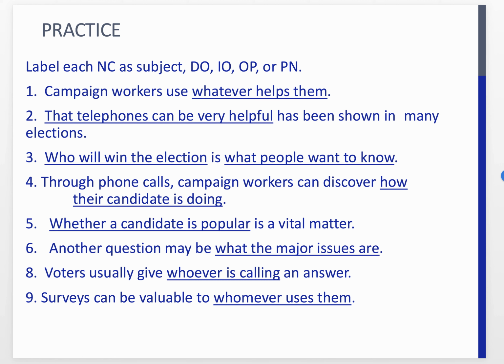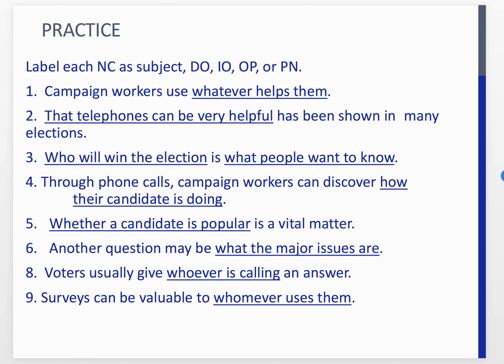So it has been shown. Okay, so we have the subject, that telephones can be very helpful. That's the first noun clause in the independent clause. Who will win the election is what people want to know. It is this. This is that. Whatever substitution you want to do, right? Both of those are noun clauses.